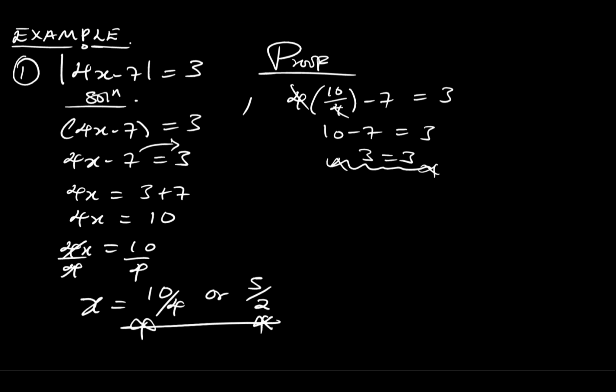For the second solution, all we're supposed to do is to introduce a minus on either side. So let us try that. Remember that we have the absolute value of 4x minus 7, and it is equal to 3. Now for the second value, what we'll do is introduce a minus on either side.